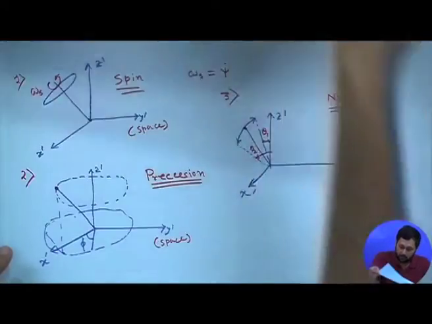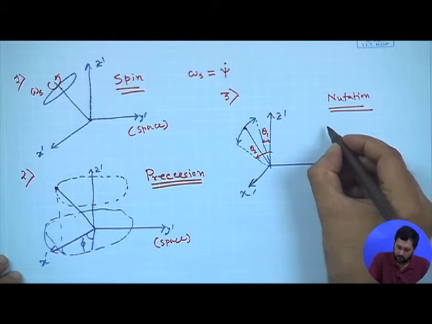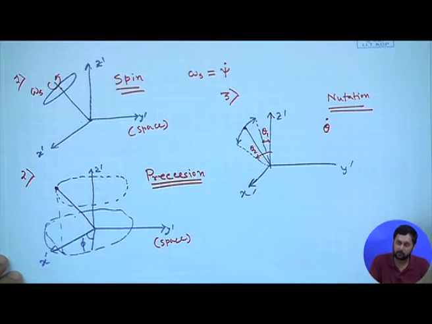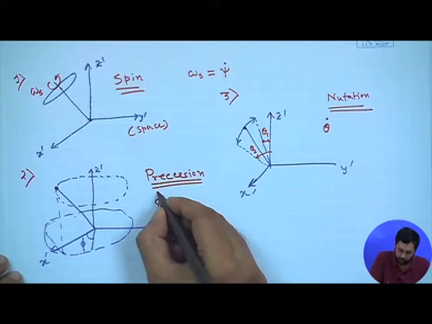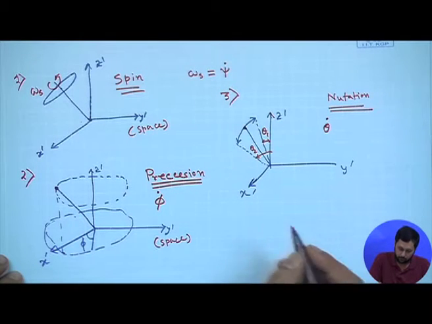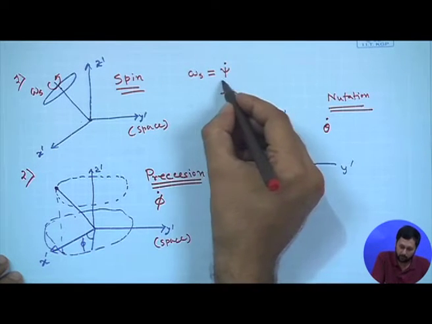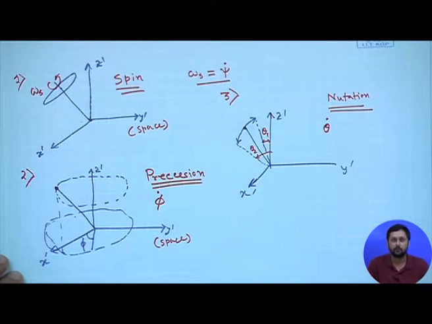So, we see the nutation velocity is represented by theta dot, whereas the precession velocity is represented by phi dot, and spin, we have already seen, is represented by psi dot. So, the 3 Euler angles in the case of a symmetric top represent the 3 types of motion possible in a top, right.